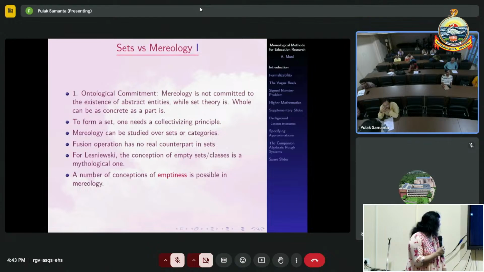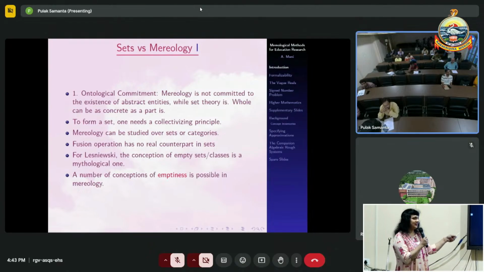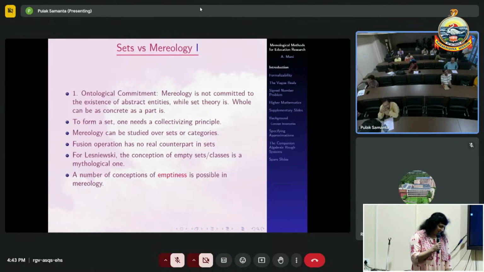One point which should be noted is that a number of conceptions of emptiness is possible. That is one thing that I'll be using in this talk. I won't really bother about the other parts.